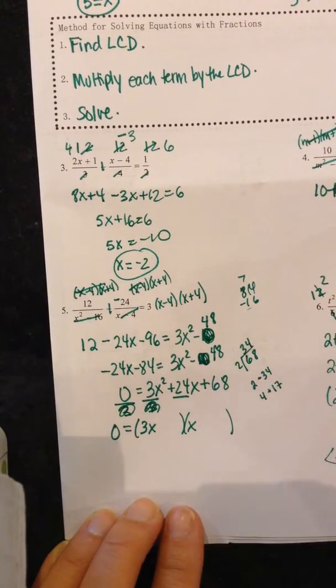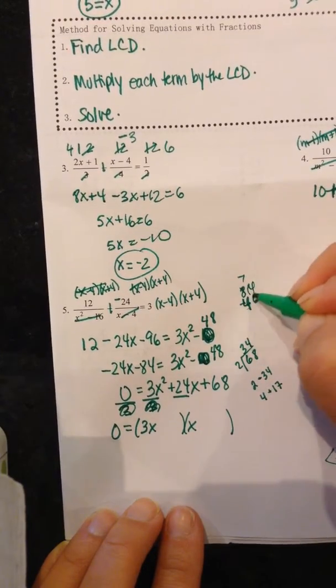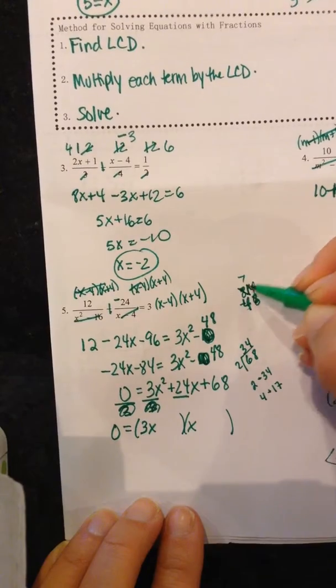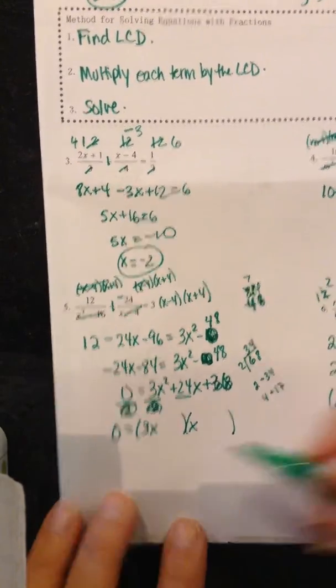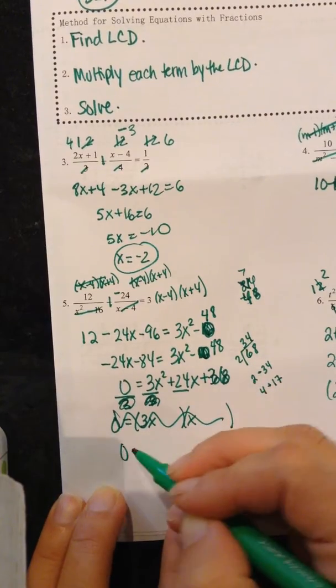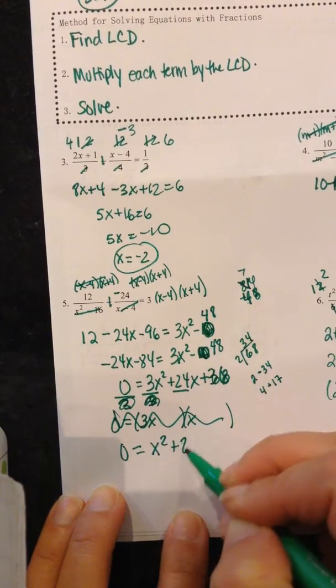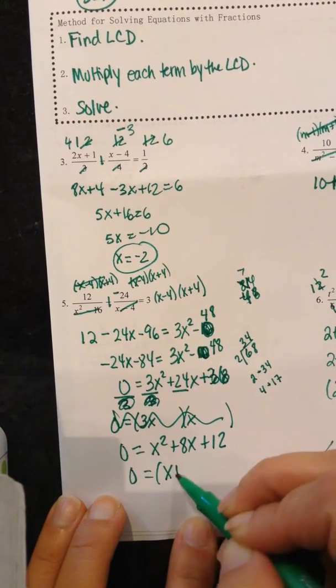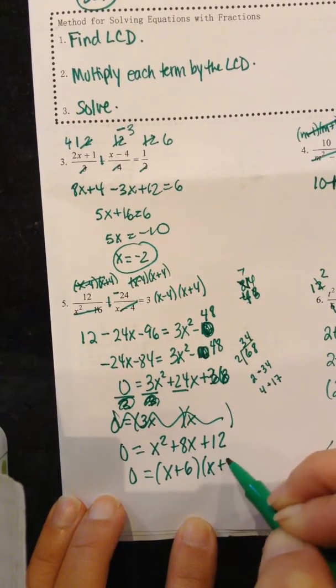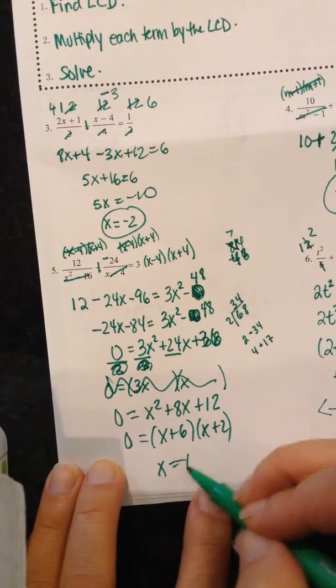So 48. So this should have been 84. I felt like that was a mistake. So this is 36. So it is divisible by 3. That's what I thought. So here this is x squared plus 8x plus 12. So this is x plus 6, x plus 2. So I'm going to get 2 answers, negative 6 and negative 2.